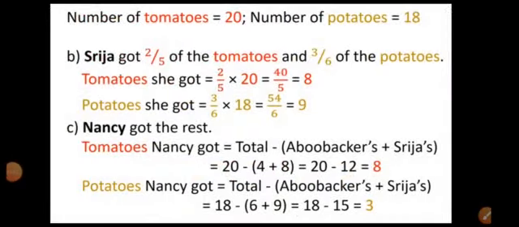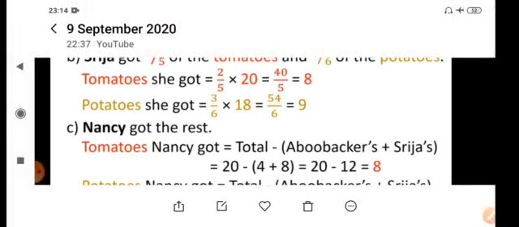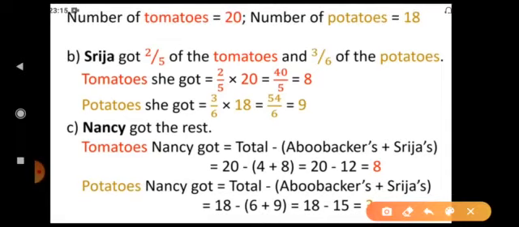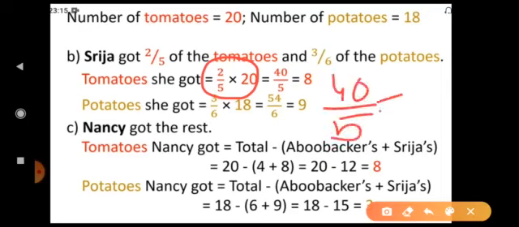Now Srija got 2/5 of the tomatoes and 3/6 of the potatoes. So we will write the tomatoes Srija got, that is 2/5 of 20, and directly we can solve this like this, 20 2s are 40 divided by 5. So whenever you divide 40 by 5, you will get the answer 8.